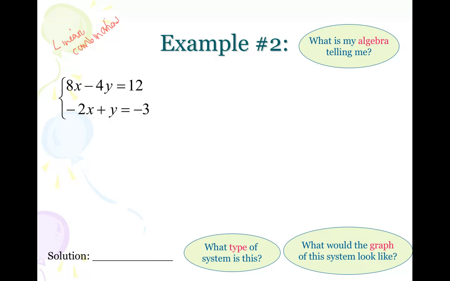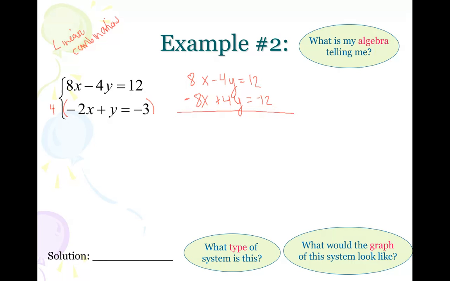So this is going to be the add down method, right? So I need a variable to cancel. What I can do, and we talked a bit about this when we did standard form, is I can dilate, right? I can multiply through by anything as long as I do it to both sides of my equation. So I can pick anything to multiply by. I'm going to choose to multiply this second one by 4. So I now have my first one, it's 8x minus 4y equals 12. I hope you know why I picked 4. Negative 8x plus 4y equals negative 12.